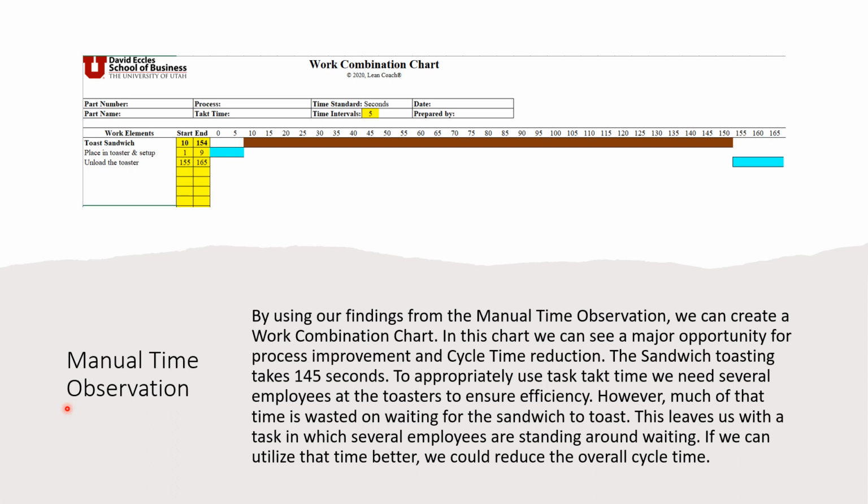To appropriately use takt time, we need several employees at the toasters to ensure efficiency. However, much of that time is wasted on waiting for the sandwich to toast. This leaves us with a task in which several employees are standing around waiting. If we can utilize that time better, we could reduce the overall cycle time. This is an opportunity here for value-added time because we're just waiting.